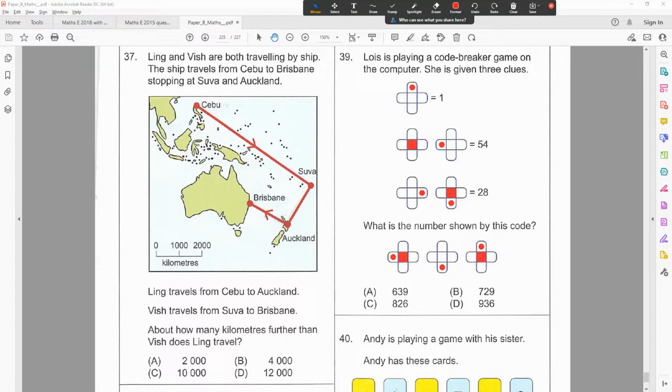If you're done with 37, then try 39. Press pause, try the question, then press play. All right, let's go through question number 37.